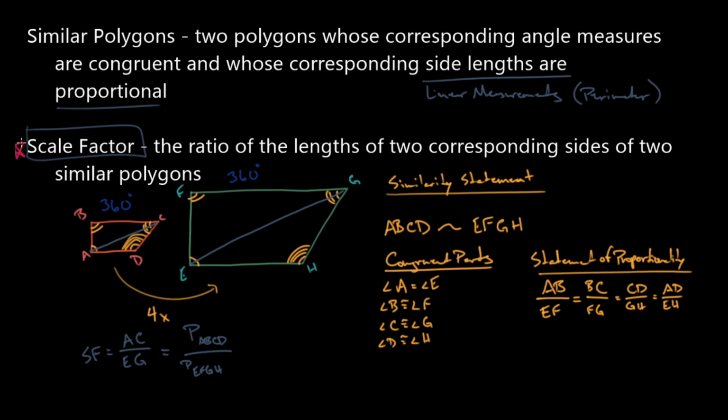So that's what similar polygons are. We have this very specific definition for them. And we're going to apply that to find a whole bunch of different measurements, and later on we'll even try to prove that 2 polygons are similar.